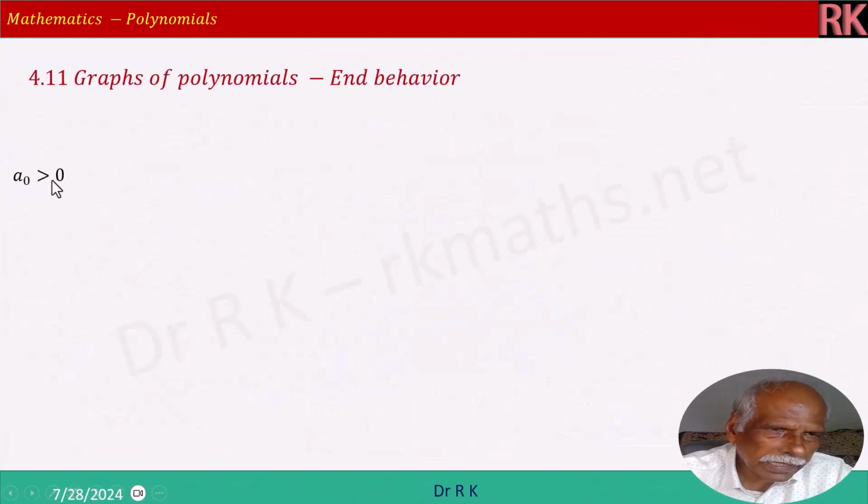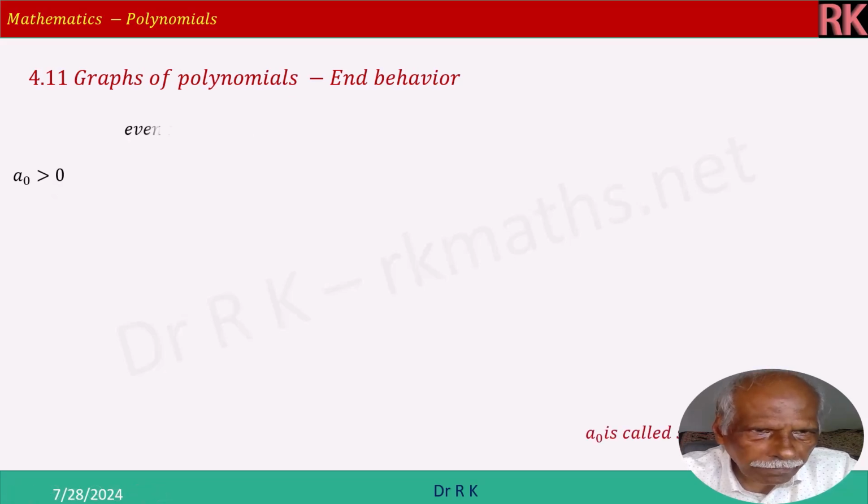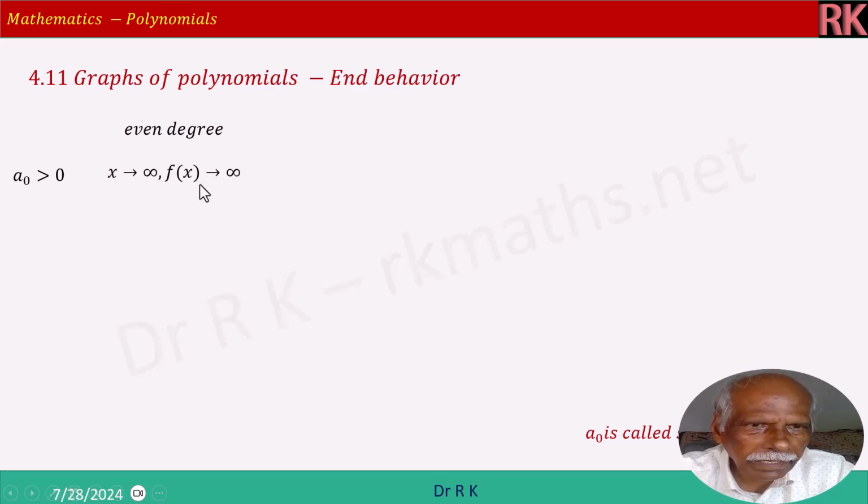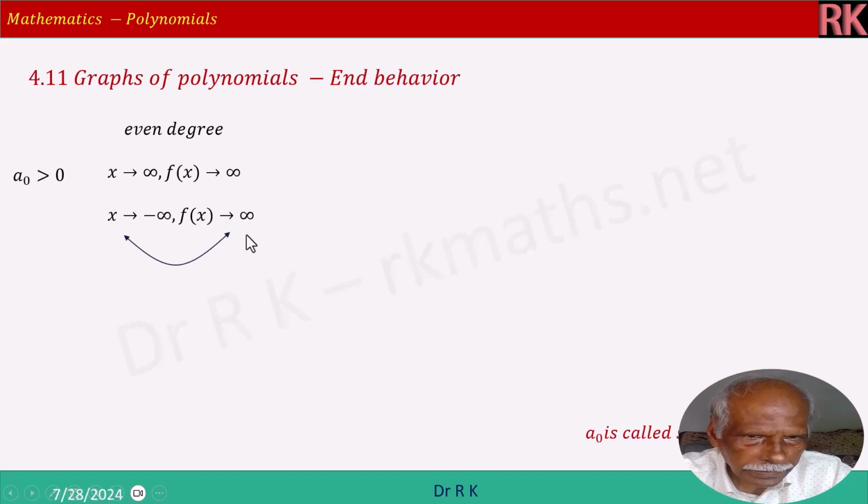A0 is the leading term coefficient. If it is positive and the power is even degree, then as x tends to infinity, f of x tends to plus infinity. As x tends to minus infinity, again f of x tends to plus infinity. Therefore the curve will be upwards like this, an upward curve. Therefore we call A0 the stretch factor.